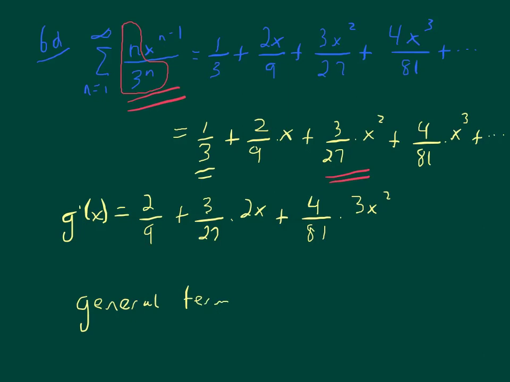So n over 3 to the n should be a part of the general term of our derivative. Then the only thing left to do is to derive x to the n minus 1, and that's just a power of x. So, using our power rule, that n minus 1 will come down in front, and then we multiply that by x raised to, well, we just have to subtract 1 from the given power. So subtracting 1 from n minus 1, we get n minus 2. And this would represent the general term of our series for g prime of x.